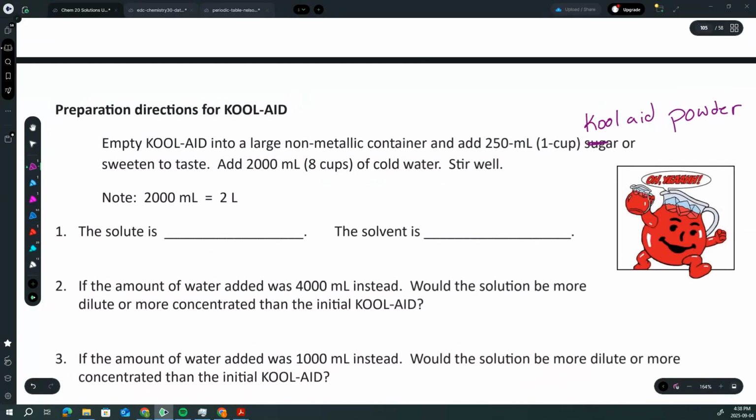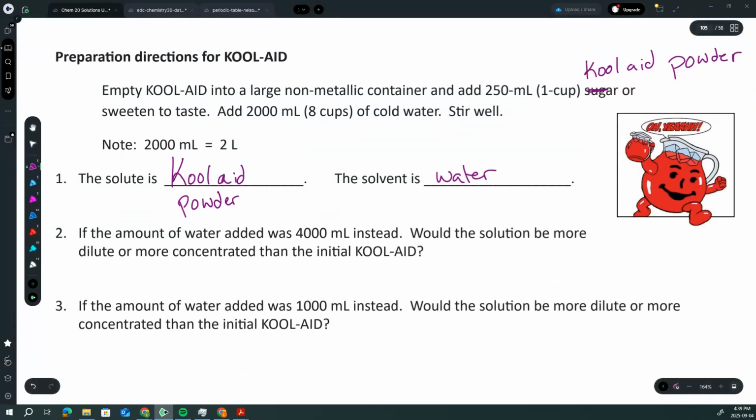And given that, now it makes a little bit more sense that the solute should be the Kool-Aid powder, because we have 1 cup of the Kool-Aid powder compared to 8 cups of water. So what we have less of is going to be our solute. Whereas the solvent, that's what you have more of. So that's going to be our water. Okay, and once our solute and solvent are mixed together, that's when we get a solution. A solution is just a combination of the solute and the solvent.